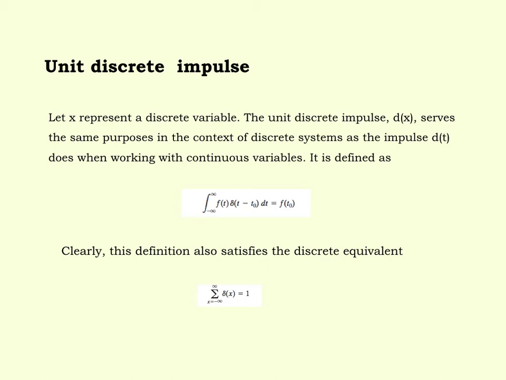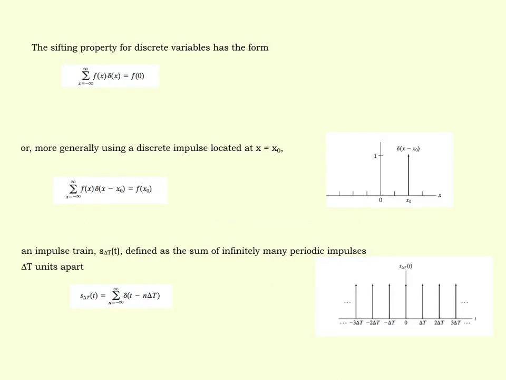Unit discrete impulse. Let x represent a discrete variable. The unit discrete impulse δ(x) serves the same purpose in the context of discrete systems as the impulse δ(t) does when working with continuous variables. Clearly, this definition also satisfies the discrete equivalent, summation of x equal to minus infinity to infinity of δ(x) equal to 1. The shifting property for the discrete variable has the form of summation from minus infinity to infinity of f(x) δ(x) equal to f(0), or more generally, using a discrete impulse located at x equal to x0, summation from minus infinity to infinity of f(x) δ(x minus x0) is equal to f(x0), and it is shown by this figure on the right hand side.